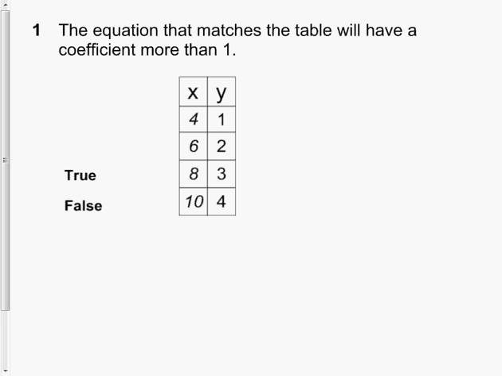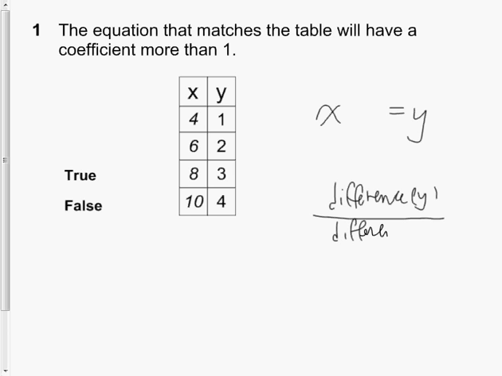So what we're going to do is look for our equation that shows the relationship between x and y. The first thing we look for is our coefficient. To find the coefficient, we can take the difference in the y column divided by the difference in the x column. If we look here in the y column, the difference is 1 each time, and in the x column, it's 2 each time.